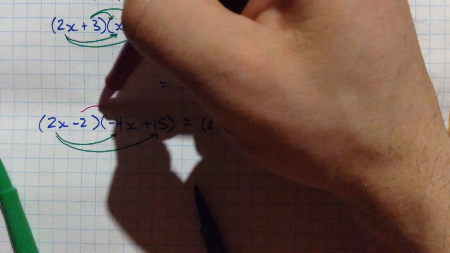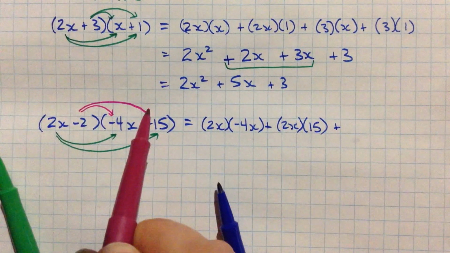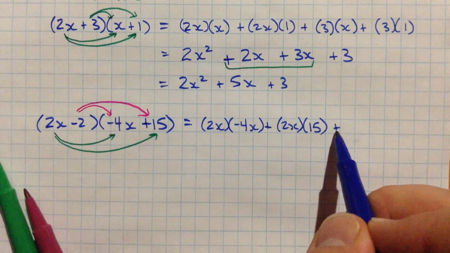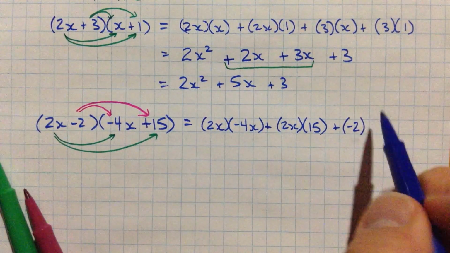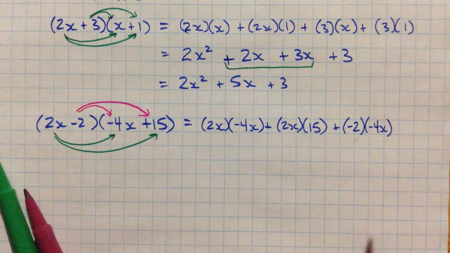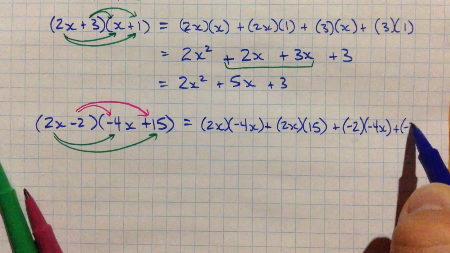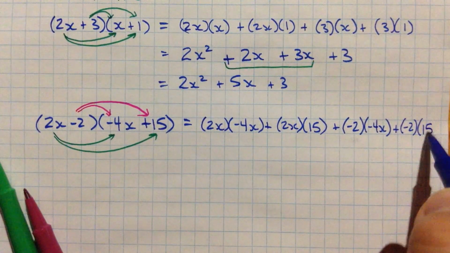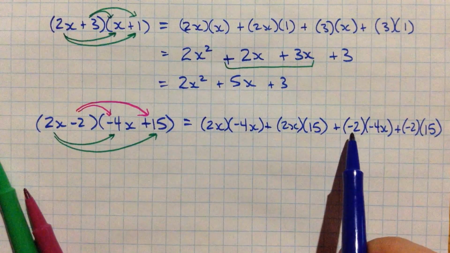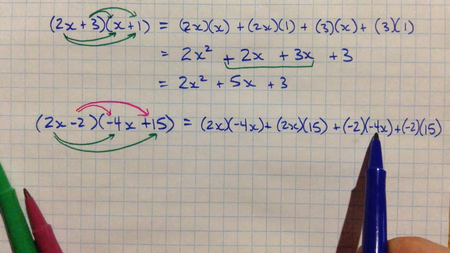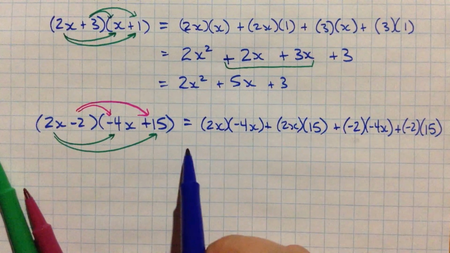Next I have negative 2 times negative 4x, and then I have negative 2 times positive 15. Again, I'm putting a plus sign here because I'm going to keep my negative signs with these terms. Negative 2 times negative 4x. That's a lot safer way to write things down. You're a lot less likely to be confused. Plus negative 2 times 15. Getting close to the edge there. That's a positive 15. So just to be double checking my negatives, I have negative 2, negative 4x, negative 2, positive 15. Okay, let's continue.